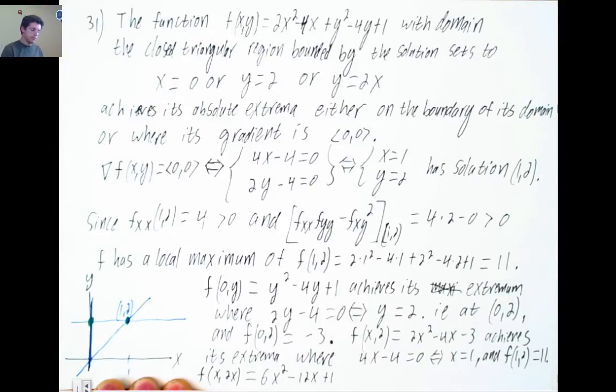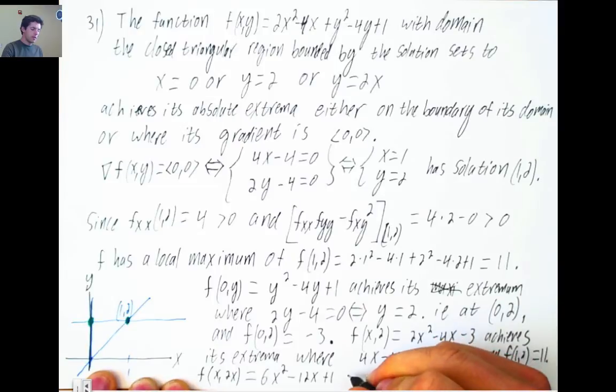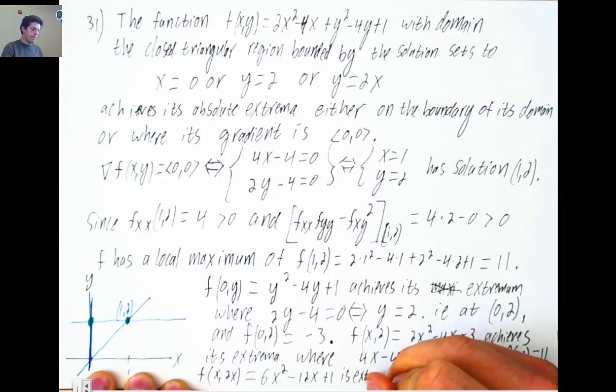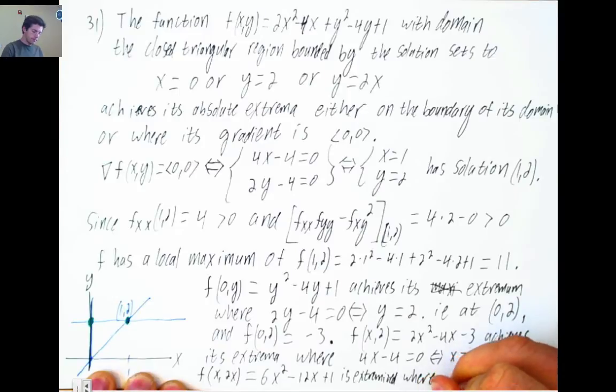It achieves its extremum, is extremized, where 12x minus 12 is equal to 0, and that says that x is equal to 1.